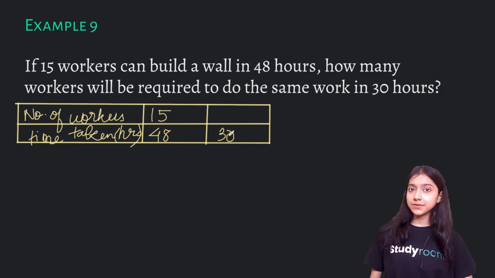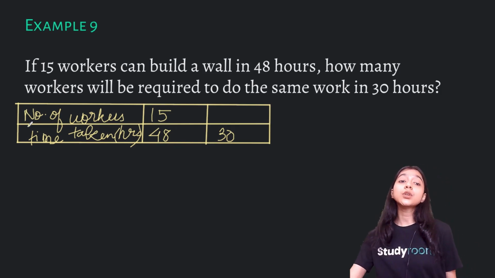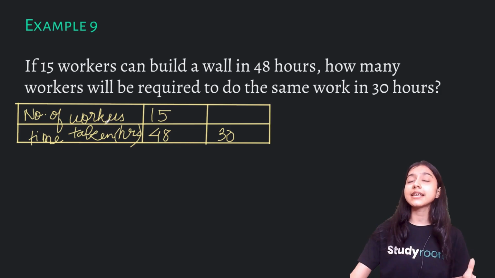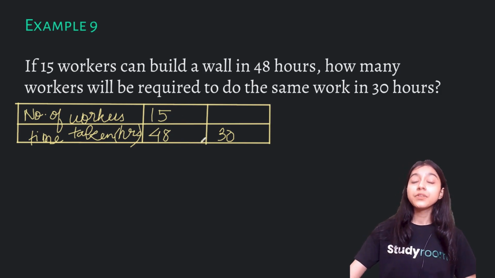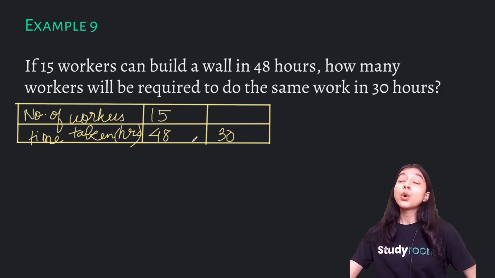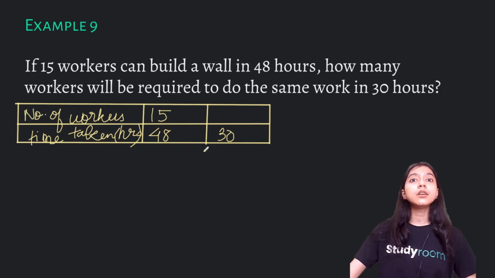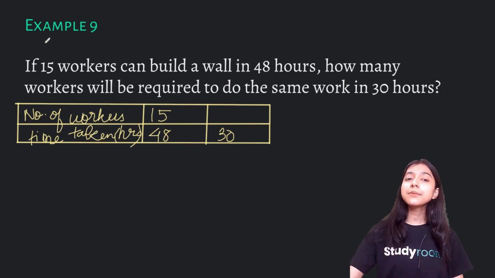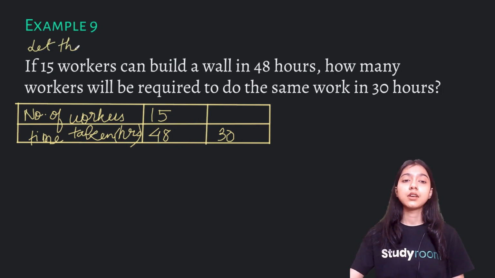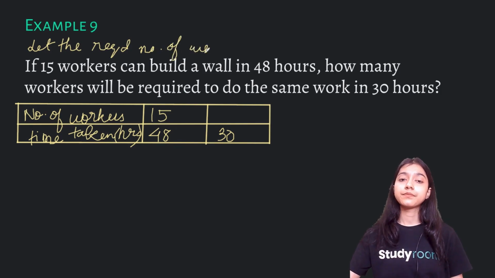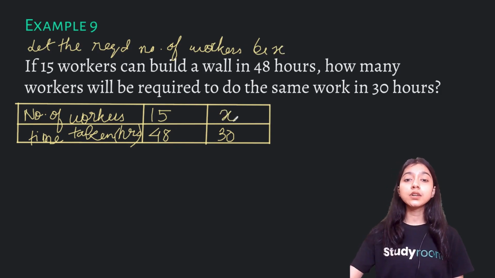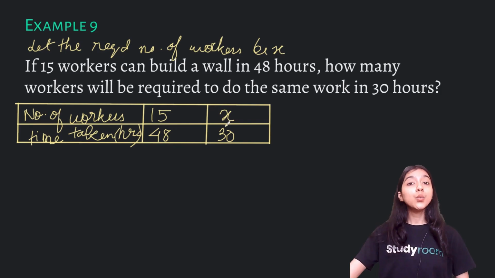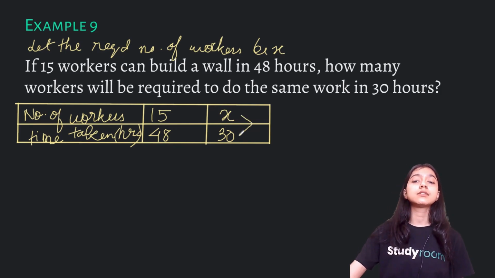We have to construct a table as we have done in the previous questions, and we have to write the variables. The first variable is the number of workers and the second is the time taken in hours. So when there were 15 workers, it was taking 48 hours to build the wall. Now we have to calculate the number of workers which need to be employed in order to build the wall in just 30 hours. So let the required number of workers be x. So over here, the number of workers is x, and these x workers will finish the work of building the wall in just 30 hours.